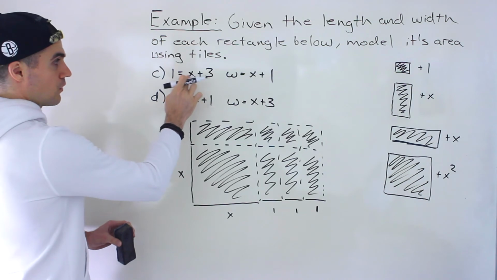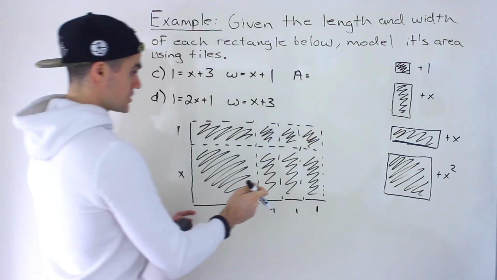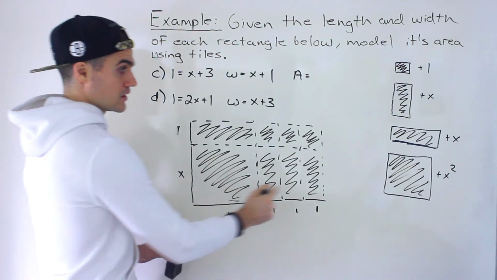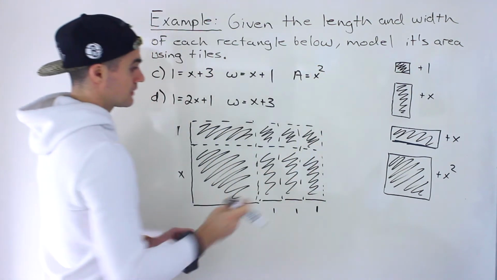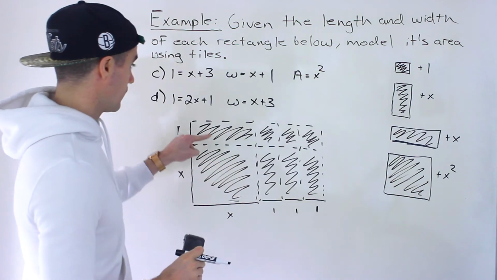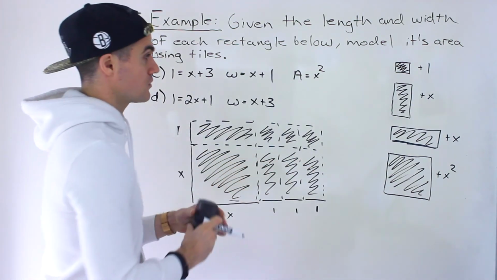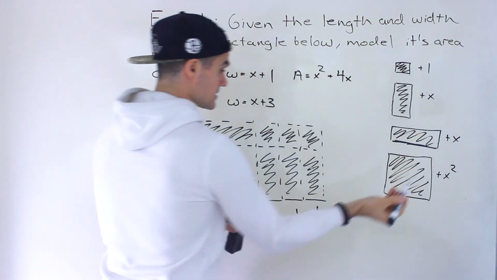Okay, so with this length and this width, what's the area going to be? Well, we just count these shapes. So notice that we have a large square over here. So that's going to be 1x squared. So we're going to have x squared like that. How many of these rectangles are there? Well, there's 1, 2, 3, 4. Okay, so that means that there's going to be 4 x's.